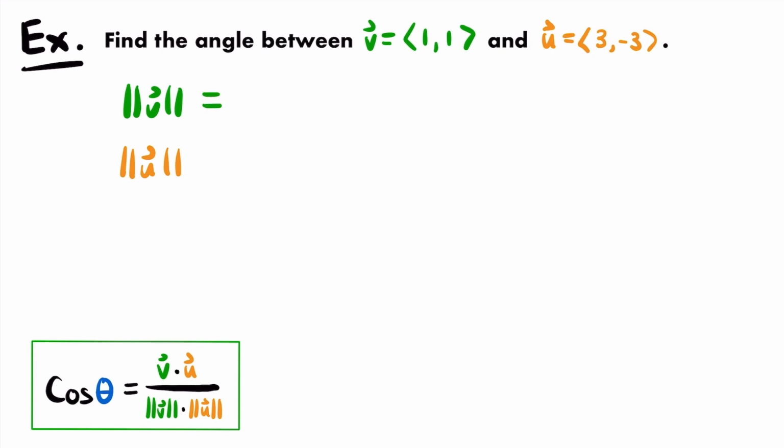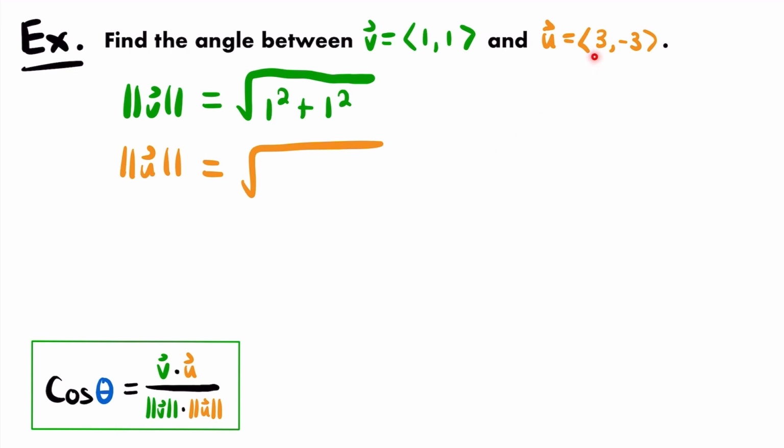And so the magnitude of a vector is equal to the square root of the sum of the components squared. So for vector v, the components are 1 and 1, so we'll have 1 squared plus 1 squared. And then for the magnitude of u, we'll have the square root of 3 squared plus negative 3 squared, right? The components of vector u are 3 and negative 3, so the sum of our components squared will be 3 squared plus negative 3 squared.